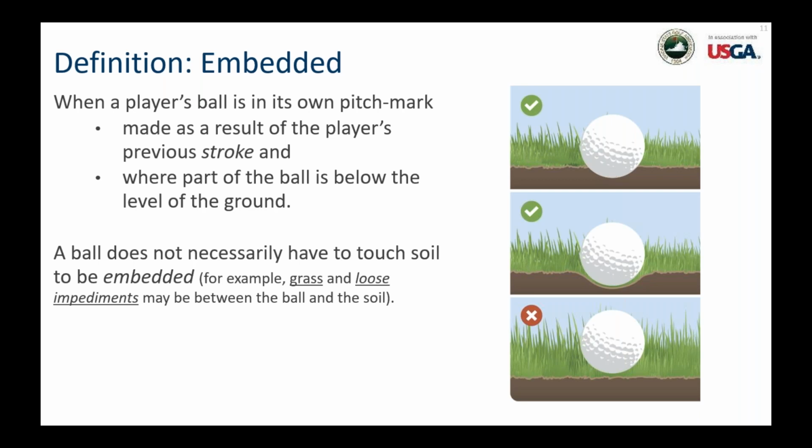I should point out, again, the pictures are straight from the book and do a good job of visually depicting what the words are trying to say. So in the top two pictures, the ball's embedded. The ball does not need to touch soil, whereas in the bottom right picture, the ball is nestled within the grass, but it is not below the surface of the ground. So the top two pictures are embedded. In the last picture, the ball is not embedded.